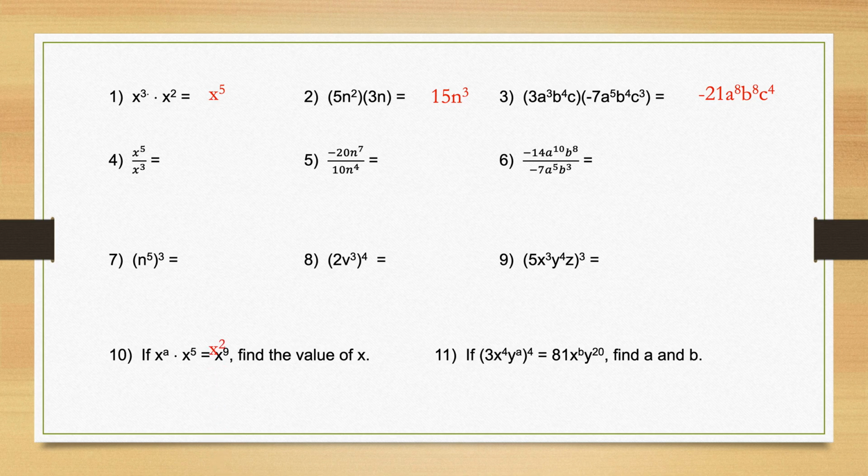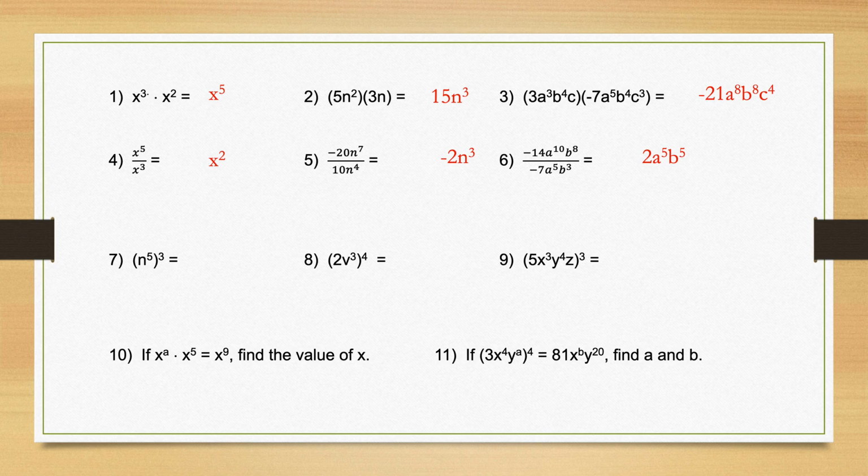Number 4, subtract exponents. That's x squared. Next one, divide coefficients, subtract exponents. Negative 20 divided by 10 is negative 2. And then n to the 7th over n to the 4th is n to the 3rd. Subtract those exponents. Next up, negative 14 divided by negative 7 is 2. And a to the 10th over a to the 5th is a to the 5th. And b to the 5th also, because 8 minus 3 is 5.